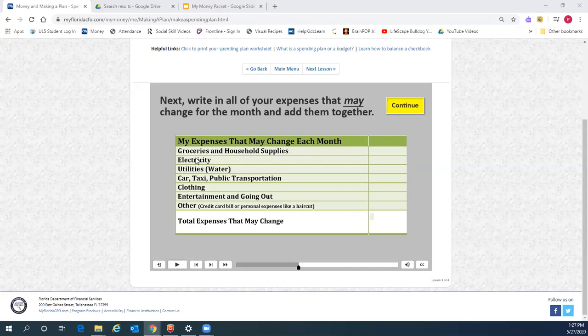Electricity is your electric bill. That can vary from month to month. Sometimes I'm lucky enough that I can budget my electricity so it's the same every month. Our water bill, you might have other utilities like the internet that might include down here.